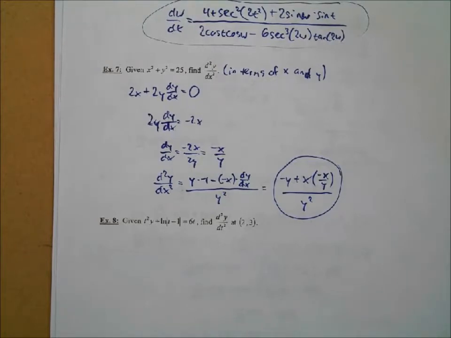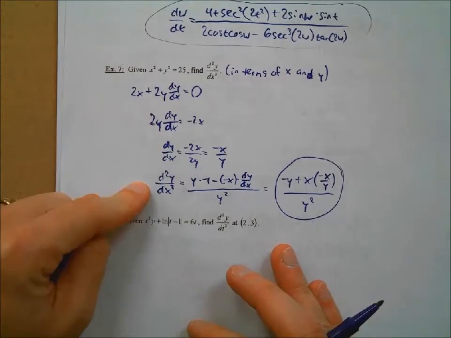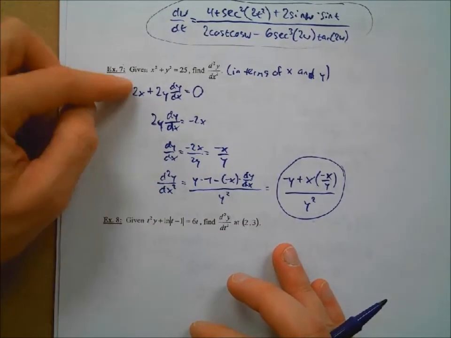Now again, this is one option we had for finding that second derivative. Alternative to what we just did right here, I could have taken the derivative of this at this point.